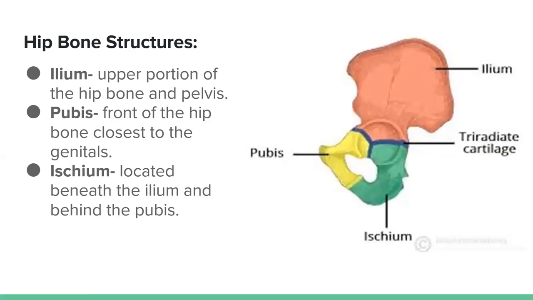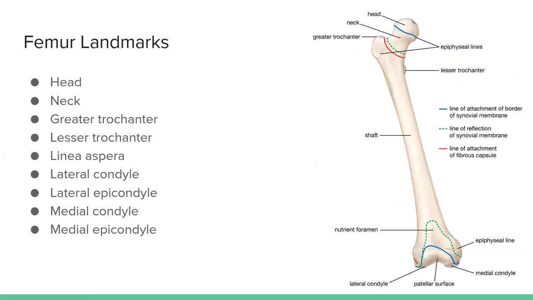You have the ilium at the top, it's the upper portion of the hip bone. And then you have your pubis, which would be in front of the hip. So it's closest to your genitals. And then you have the ischium, which is at the very bottom behind the pubis.